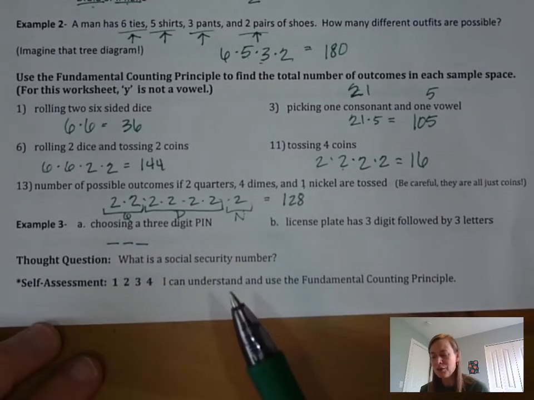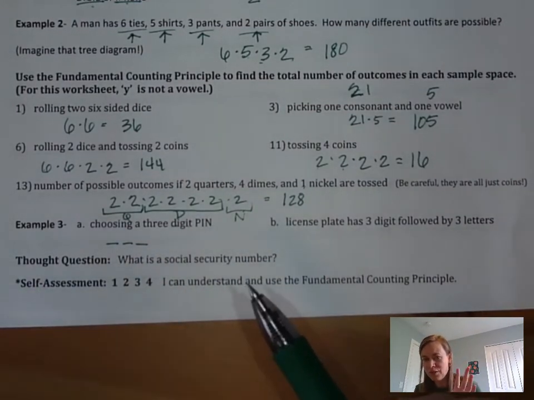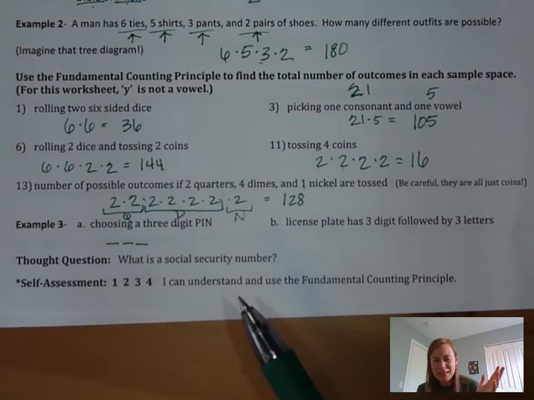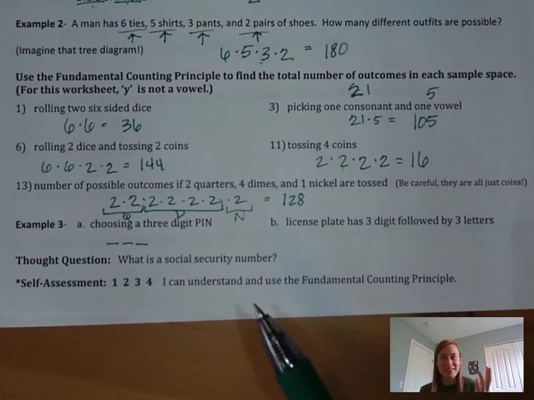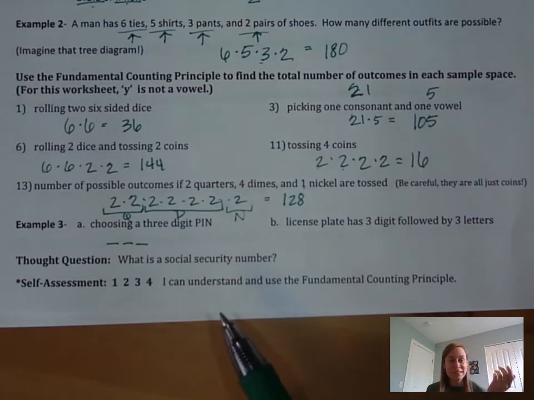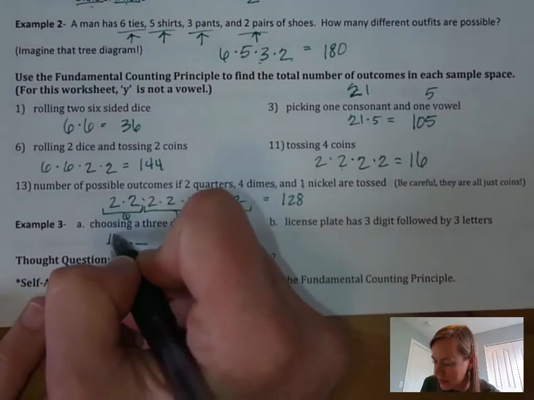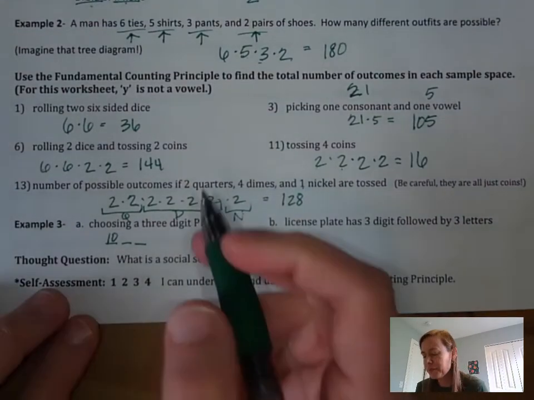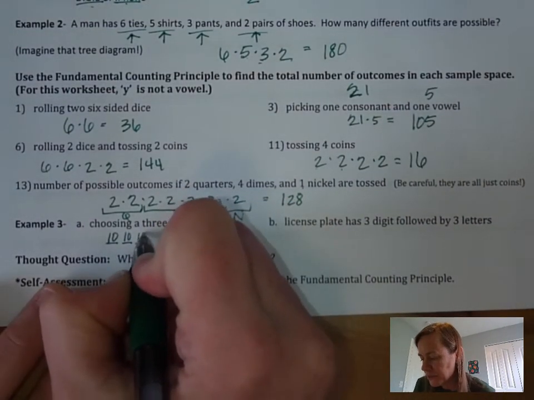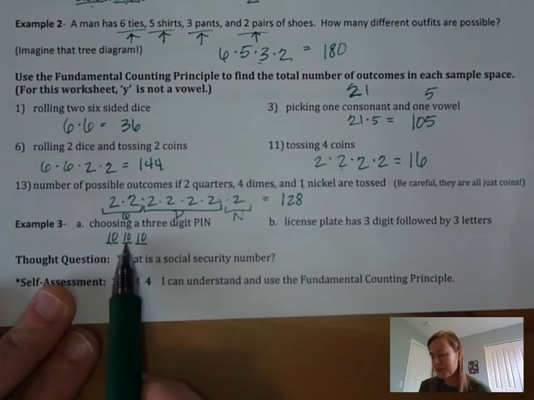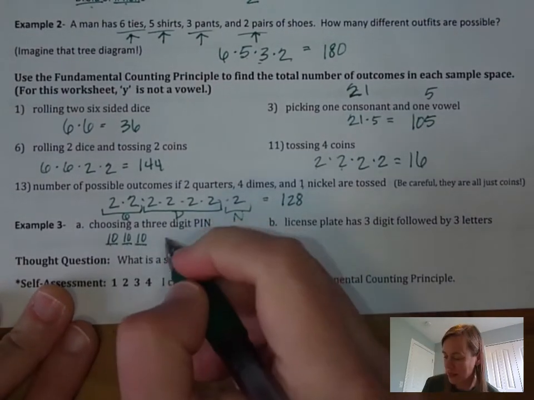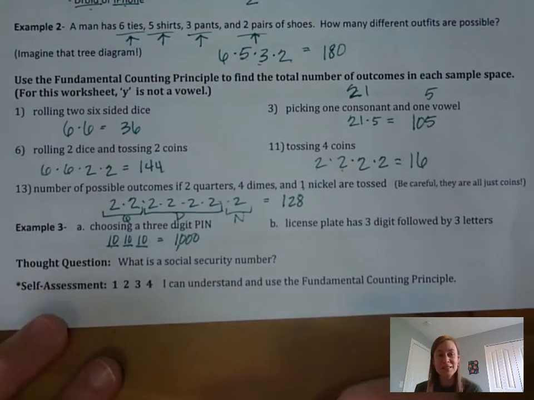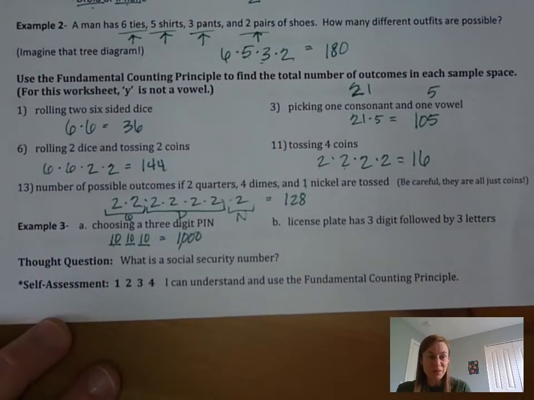You're going 0 through 9, so 0, 1, 2, 3, 4, 5, 6, 7, 8, 9. It's easy to think there's only 9 to choose from, but that would be leaving out 0. 0 makes it 10. So for each one of these digits, assuming you can repeat a number, which usually you can, you're going to have 10 choices. So 10 times 10 is 100, times 10 is 1,000. So 1,000 different number combinations possible when you're choosing a 3-digit PIN.